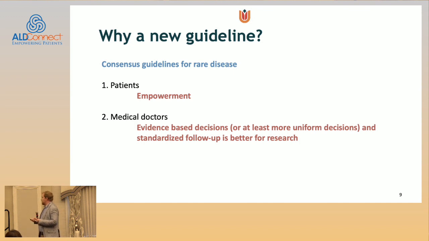Because guidelines are useful for patients, as was already mentioned. If you know what kind of care you should have, you can make sure that even if you live in a more remote area and not close to an expert center, you get the most important aspects taken care of, so you know what you can expect. And for medical doctors, it is nice to have a clear guide for evidence-based decisions, and also at least make uniform decisions, the same decisions as your colleague. And that is not only good for patient care, but standardized follow-up is better for research. It makes it easier to compile data from multiple centers.